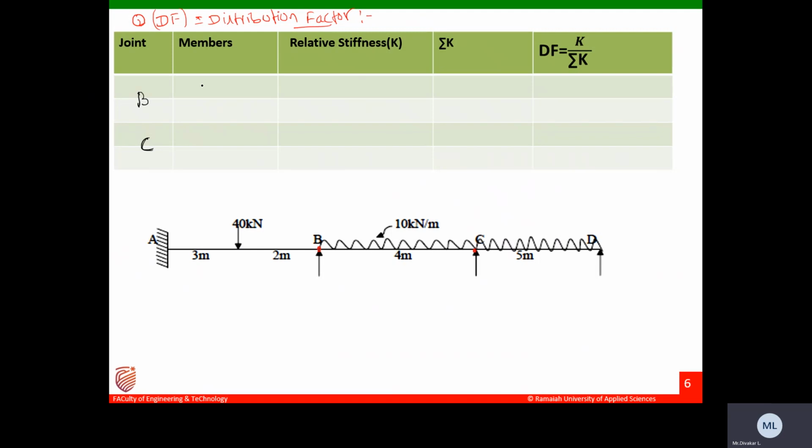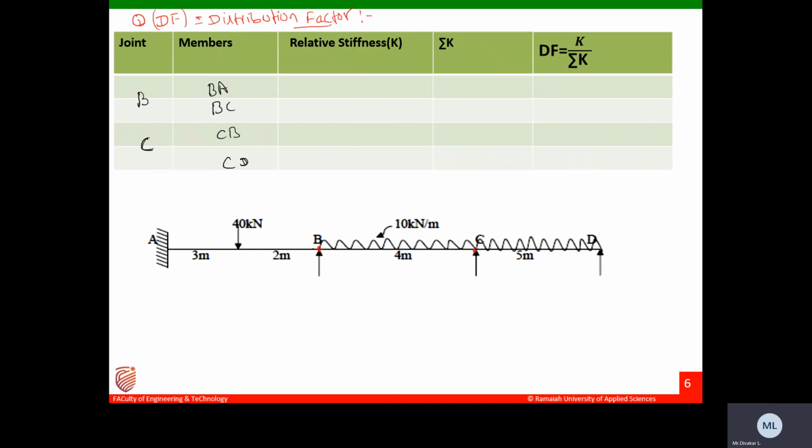Then what are the respective members for the intermediate joints? Here I have written the members. For B, the members are BA and BC. Similarly, for intermediate support C, what are the members? Correct, they are CB and CD. This is an easy way of writing down the distribution factors.